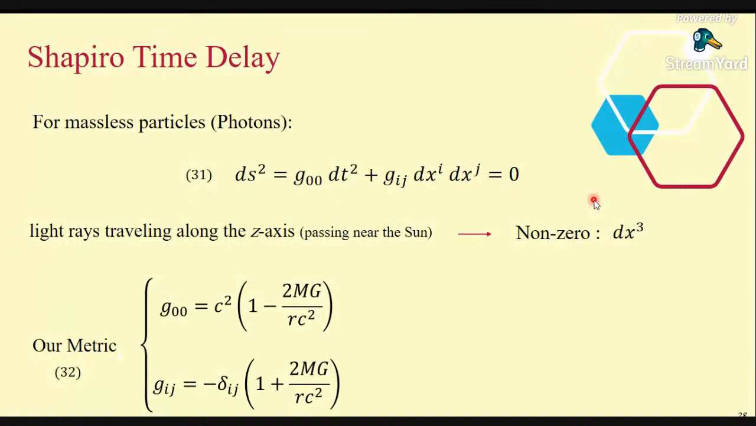Now we have enough ammunition for a brief diversion to compute the Shapiro time delay. Our line element for a massless particle is equation 31. For simplicity, we imagine light rays are traveling along the z-axis, passing near the sun, and the metric is given by equation 32, as you see here.